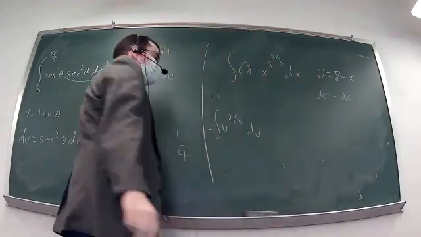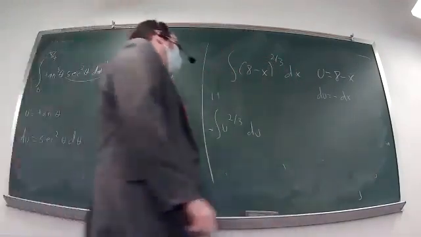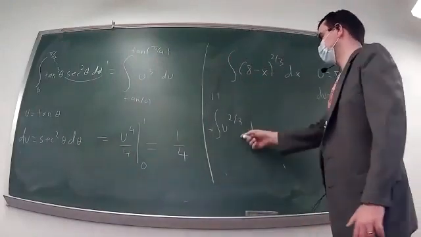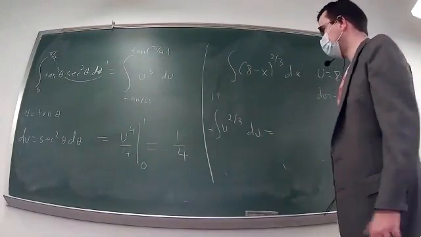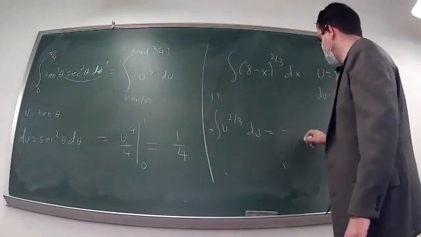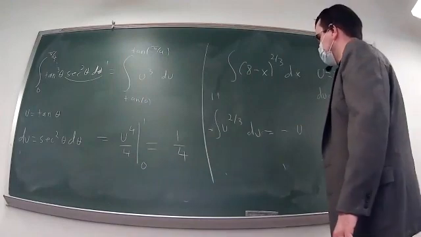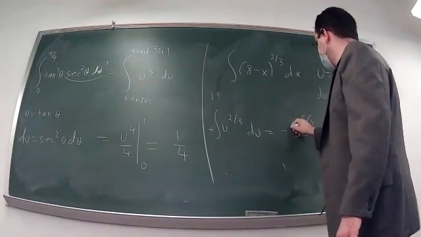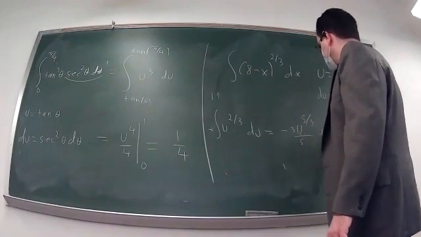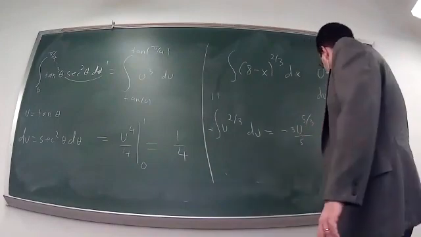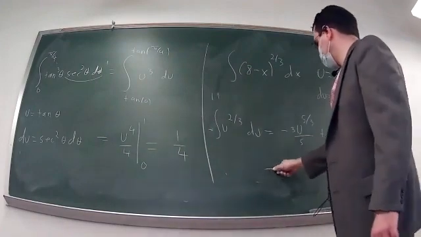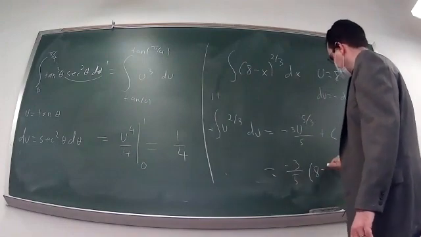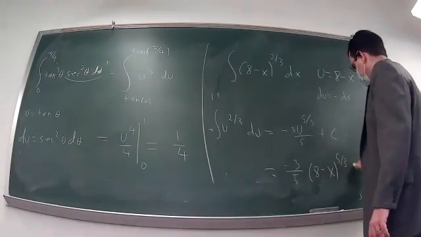I always like to put the constant outside the integral. And here we're just using basically the power rule, but for integrals. So this is negative u to the 2/3 plus 1, that's 5/3, over 5/3, which is like multiplying by 3/5, plus c. And then to rewrite it back in terms of x, it's minus 3/5 times 8 minus x to the 5/3 plus c.